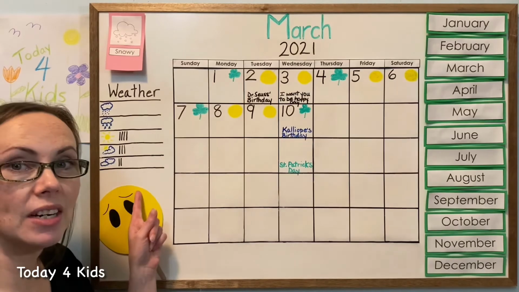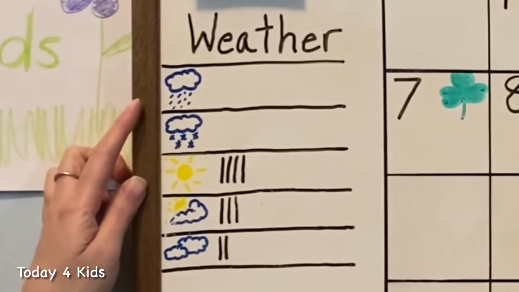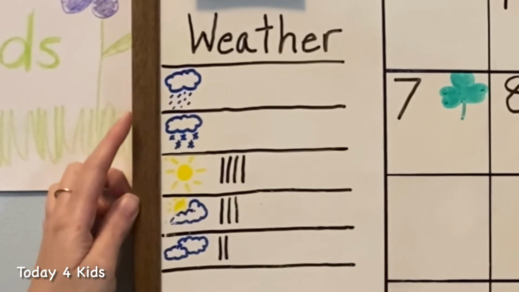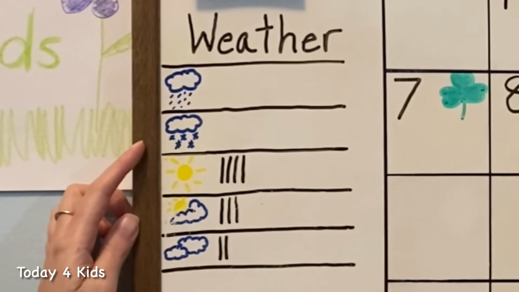And will you help me put it into our weather chart? So the first one on our chart is raining, but it's not raining. Next one is snowing. That's what we need for today. So let's put a tally mark beside snowing.